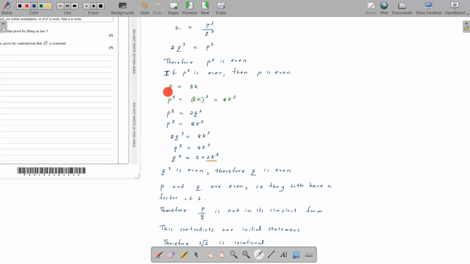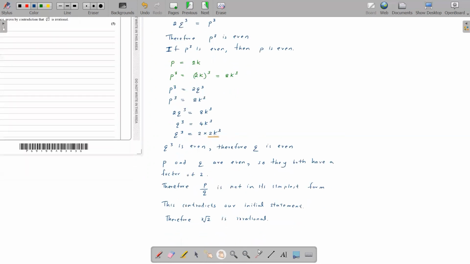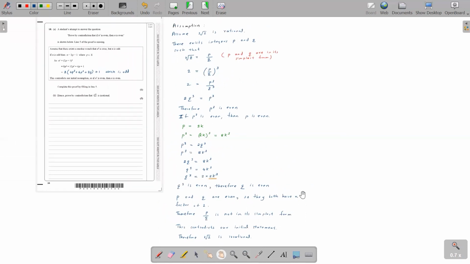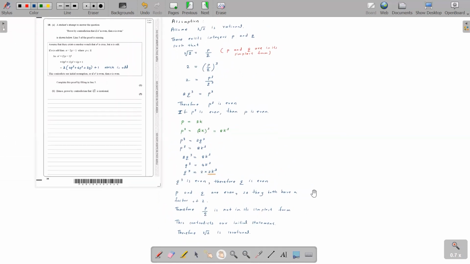I hope all of you understood, especially the middle simplification here. This part is a little bit challenging, but you need to realize what I just did here. I found the P value. Because P is even, I just took P is 2K. You can take any 2M, 2N, just take something here as long as it's even and use the P to find the Q value. And we found that both of them are even. And then we finally come to this contradiction. Therefore, cube root 2 is irrational. It is clear. I hope all of you understood this. So this is the end of the October 2021 P4 paper.